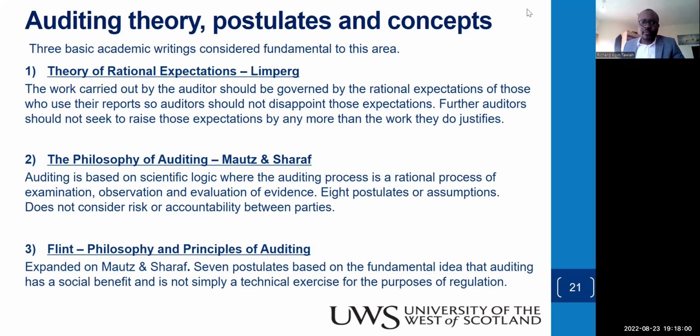Then we have the philosophy of auditing, okay? That was proposed in the year 1961 by R.K. Mautz and H.A. Sharaf in the US. They stated that auditing should be based on scientific logic, where the auditing process should be a rational, sequential, logical process of examination, observation, and evaluation of evidence. They gave 8 assumptions, okay? But listen, we cannot do auditing based purely on scientific methods. Sometimes you have to be unscientific. Now, there are 8 assumptions. You'll find them on page 15.